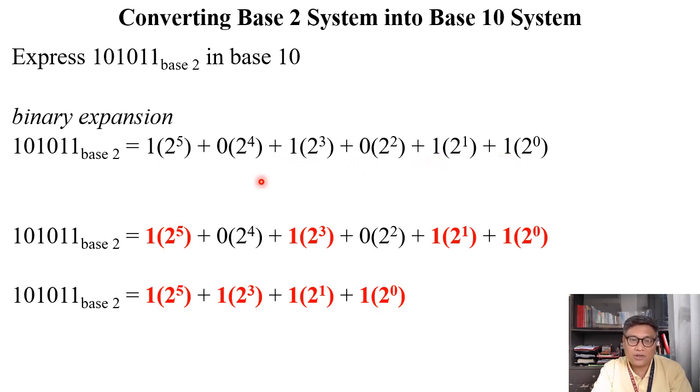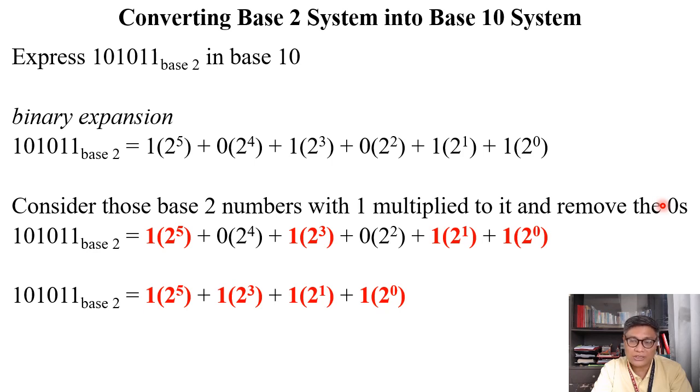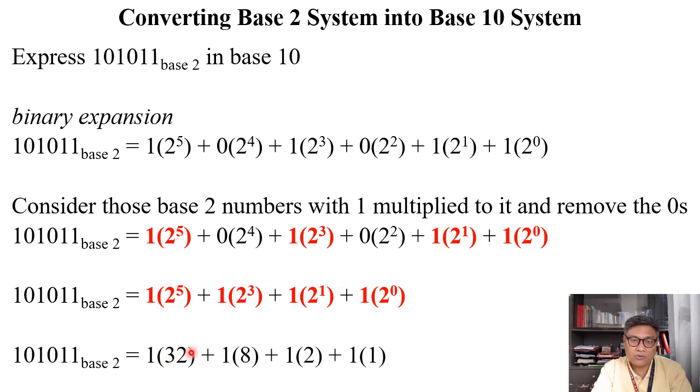Then consider only those digits that are being multiplied with 1 for easier computations, because any number multiplied to 0 is 0. Then only the red ones will be considered here. Then what we do now is we are going to expand: 2 raised to 5, 2 raised to 3, 2 raised to 1, and 2 raised to 0. So 2 raised to 5 is 32, 2 raised to 3 is 8, 2 raised to 1 is 2, and 2 raised to 0 is 1. Any number multiplied to 1 is the number itself.